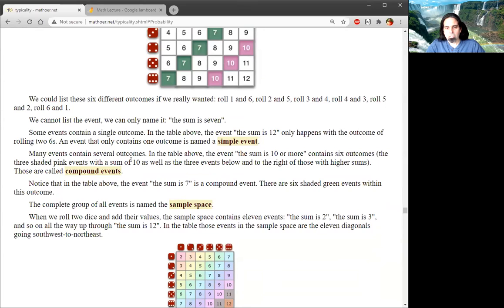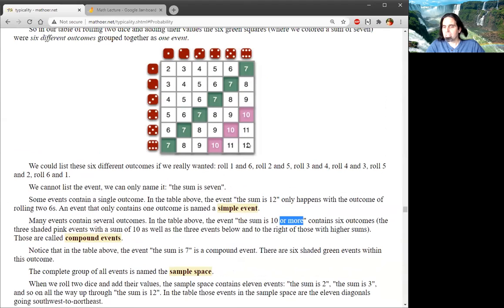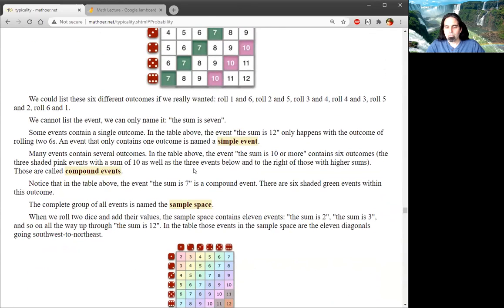So when I say that a sum of 10 or more is a compound event, it's not because it says "or more." It's because there's more than one box that makes it happen. We could say the sum is 12 or more, and that would still be a simple event because you can't get anything other than the one box of 12 that does that. Everyone okay with simple events and compound events?